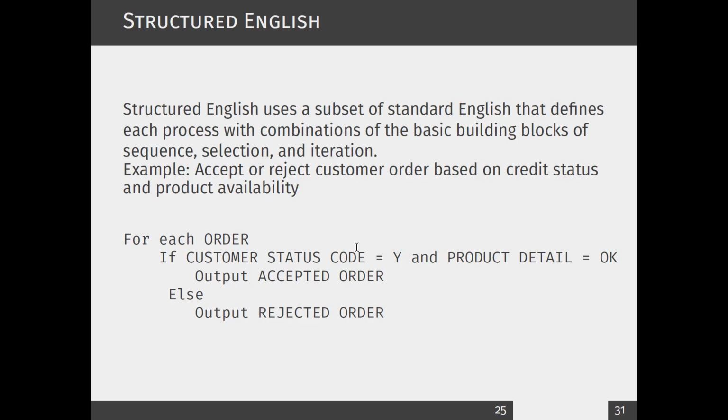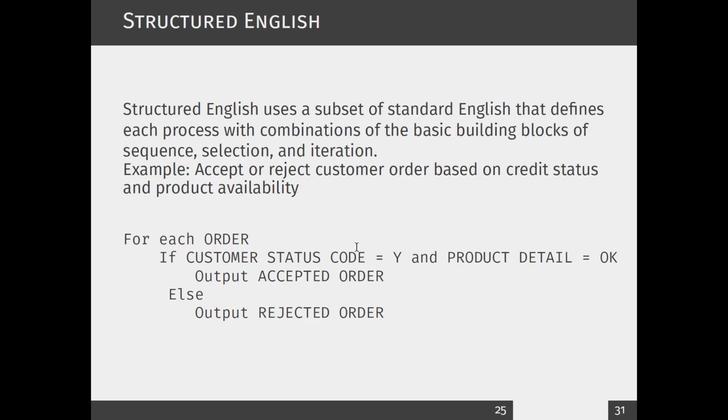Now, when it comes to this, you know that you have to do this for every order. So it will be a loop, right? You have to go through each and every order. So you can write the loop as for each order, which indicates that you are going to iterate the process for each of the orders.